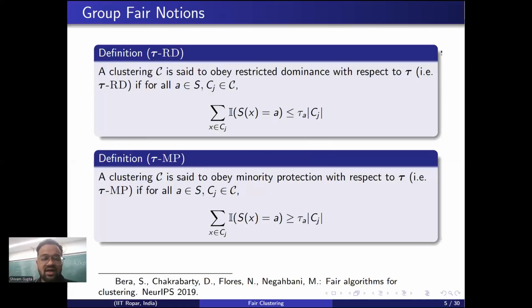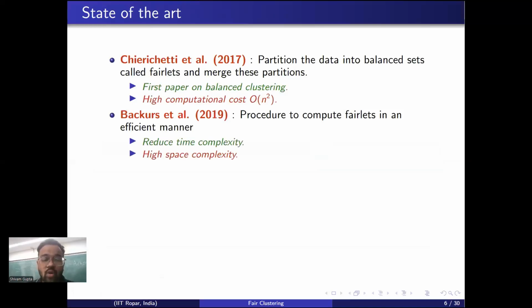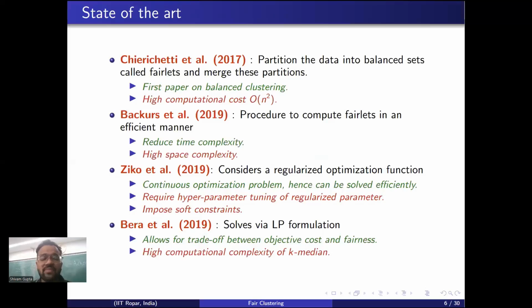But still, these notions led to some of the state of the art approaches, which were as follows. Firstly, Chierichetti came up with a fairlet-based approach, but it had a huge time complexity. Though Backurs et al. reduced the time complexity, it led to a huge increase in space. Ricci et al. in the following year came up with an optimization-based solution, but these solutions required a lot of hyperparameter tuning, and even linear programming-based solutions were computationally expensive for certain objectives like k-median.